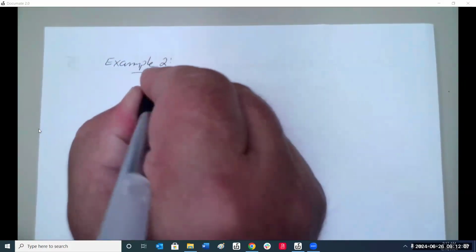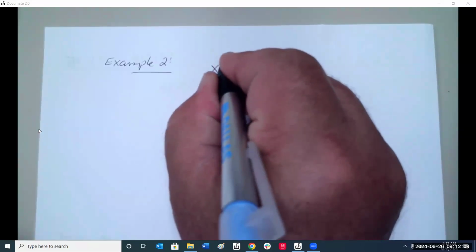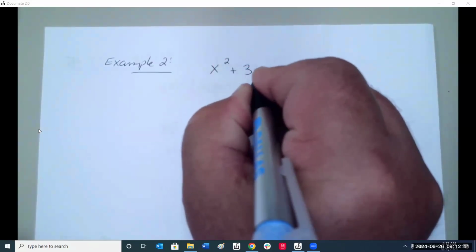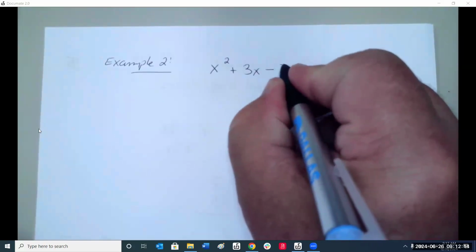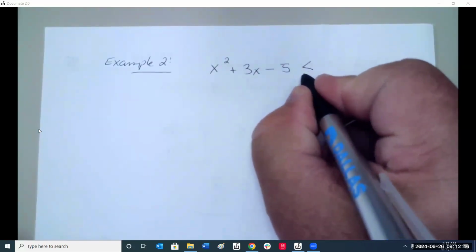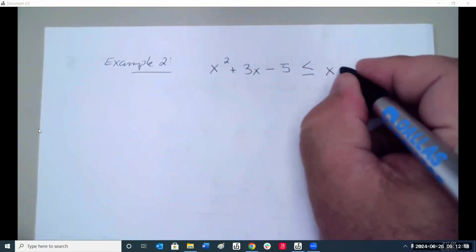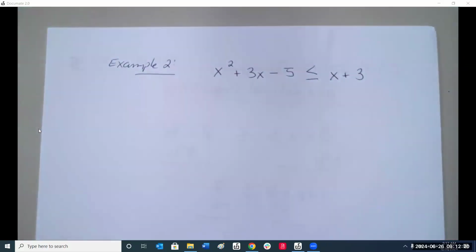Example 2. x squared plus 3x minus 5 is less than or equal to x plus 3.